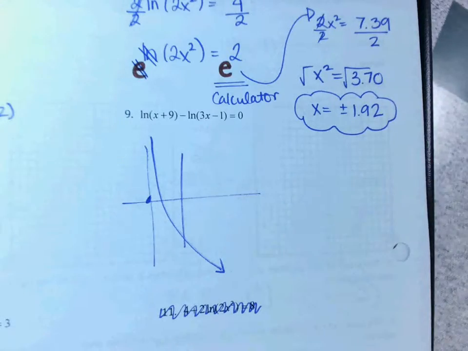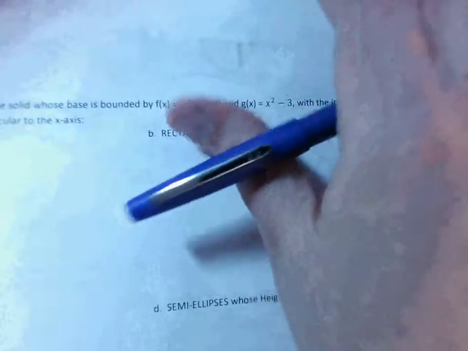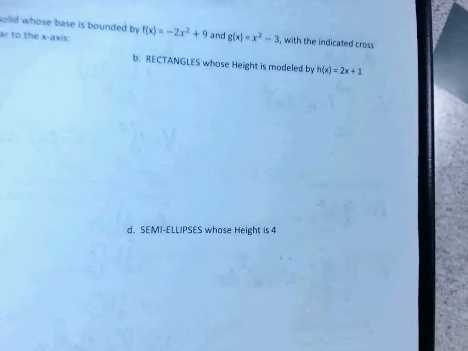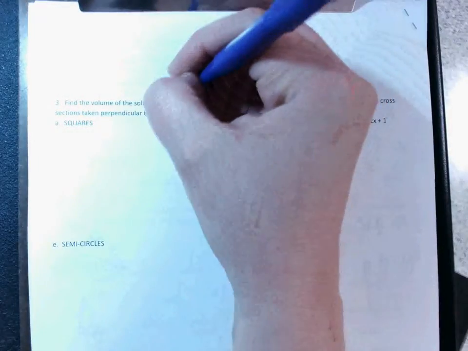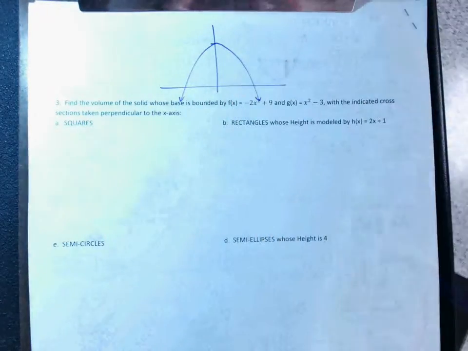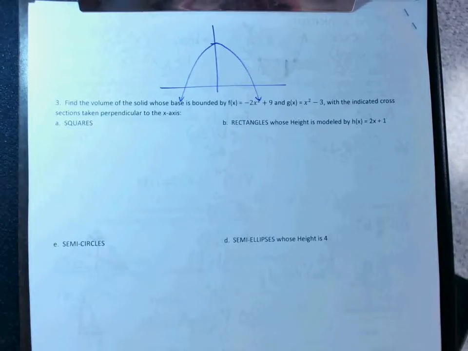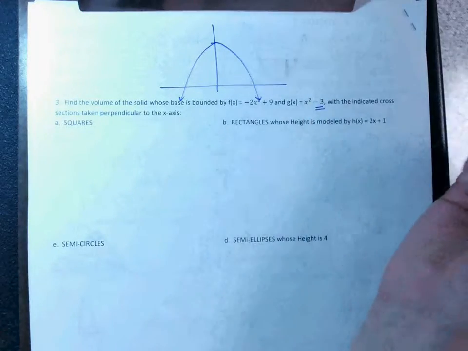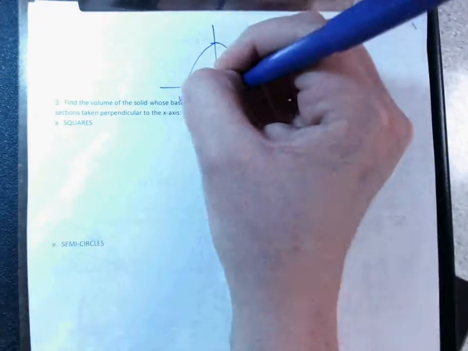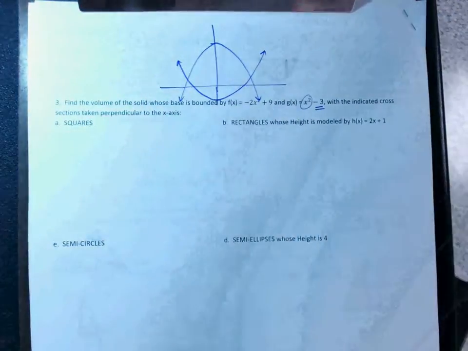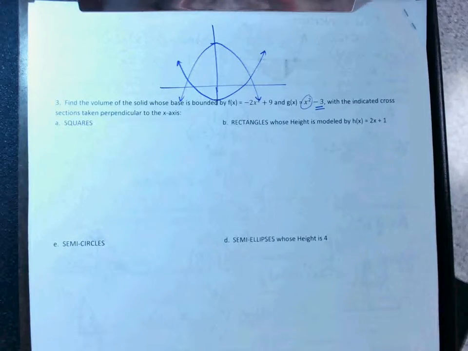We are almost done with your notes for today. One left. Okay, I have negative 2x squared plus 9 and x squared minus 3. So let's set up our region first. Negative 2x squared plus 9 is going to start at 9. It's going to open down. Then x squared minus 3 is going to start at negative 3. That's the y-intercept, and it's going to open up. So we'll say maybe negative 3 is here. And then it opens up. So here's my graph.